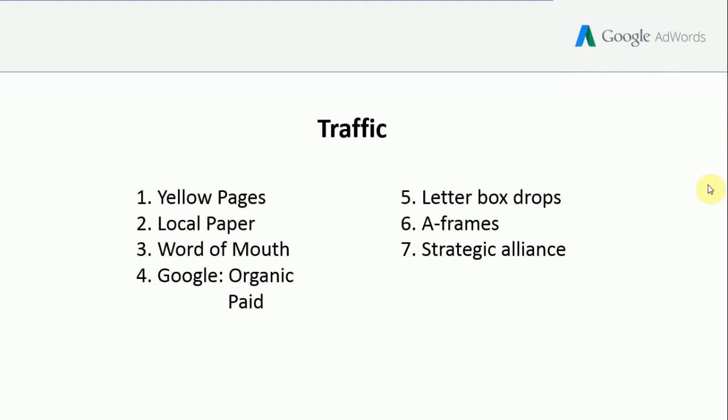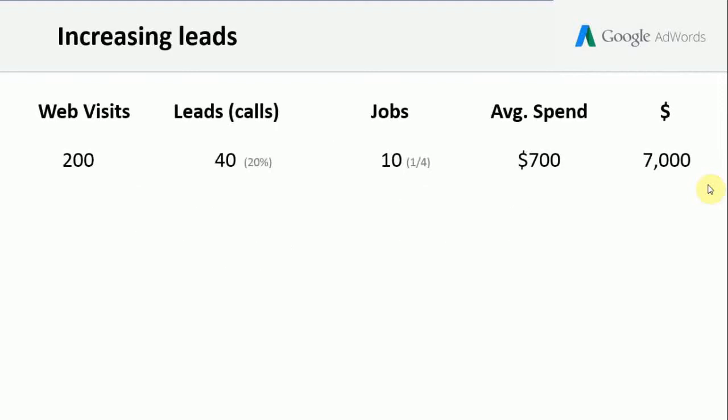So that's my first point, which is we're going to refer to it as conversion tracking in this video. So if you hear me talking about conversion tracking, that's what I'm talking about, tracking where your calls are coming from. Now, why we're doing this is obviously to increase the column on the far right, which is the amount of money you get in.